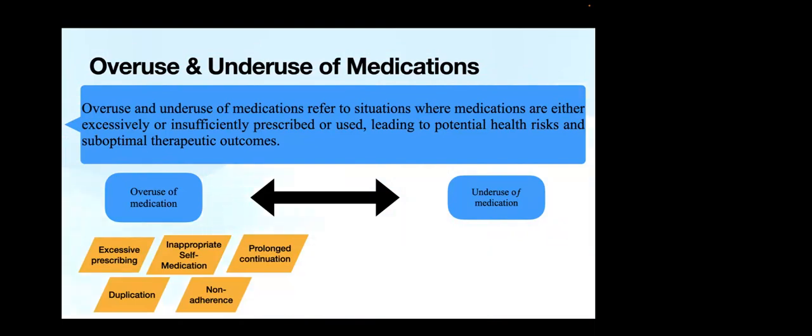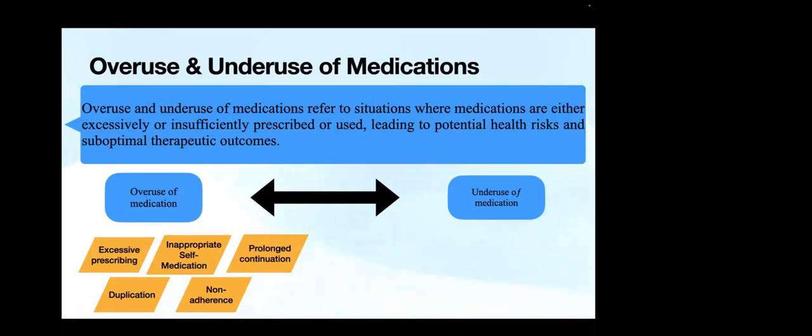Prolonged continuation suggests the patients are doing self-diagnosis and self-continuation of the drug for a longer period of time. Duplication is when multiple medications with similar therapeutic effects are received by the patient, further leading to a number of complications. And non-adherence: in some cases, patients may unintentionally or deliberately overuse medication by taking doses more frequently or in higher amounts than prescribed, believing it will enhance the treatment's effectiveness, right? So that is all about overuse of medication. I think the words are understandable: excessive prescribing, inappropriate self-medication, prolonged continuation, duplication, and non-adherence.